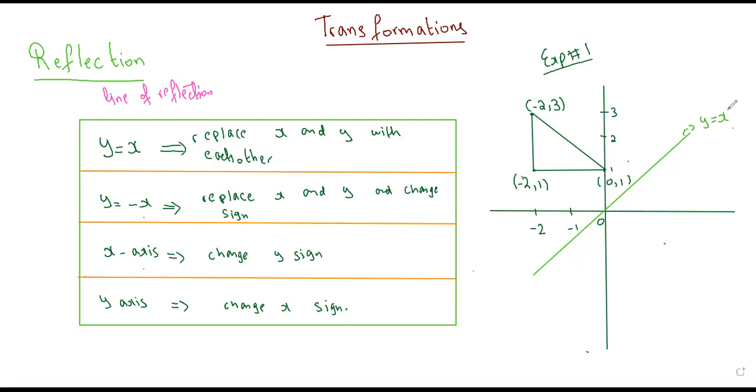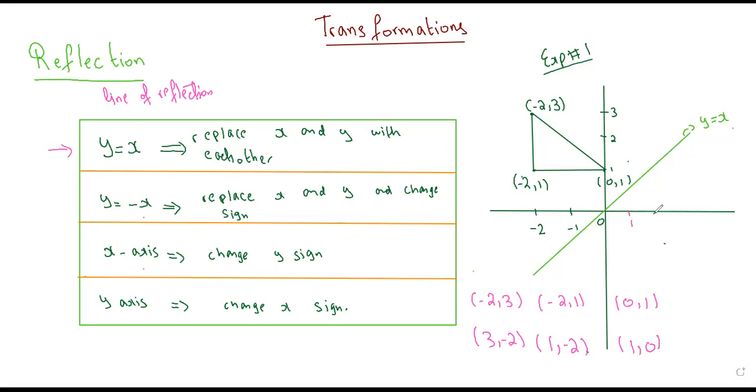Okay, now what do we know? We have 3 points. I'll write down the 3 points. First point is -2, 3. The other one is -2, 1. And then the last one is 0, 1. It is the line y equals x. So I'll be focusing on this. Replace x and y with each other. So the coordinates for the new triangle would be 3, -2, 1, -2, and 1, 0.